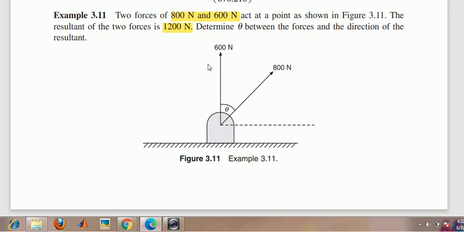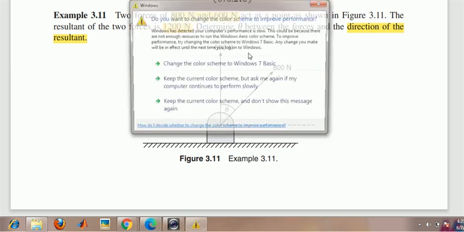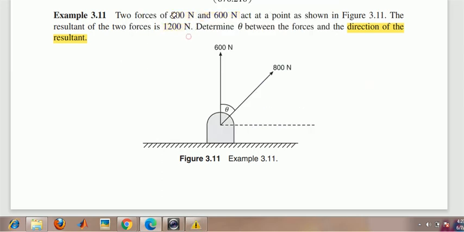And you observe here, this resultant is not acting horizontal, it is not acting vertical. Therefore, we need to determine the direction of the resultant. They have mentioned to determine the direction, meaning the resultant is an inclined force. And also you need to determine the angle between these two forces. That is the problem. Two forces are there, 800 Newton and 600 Newton, and the angle between those two forces you need to determine here, that is theta.